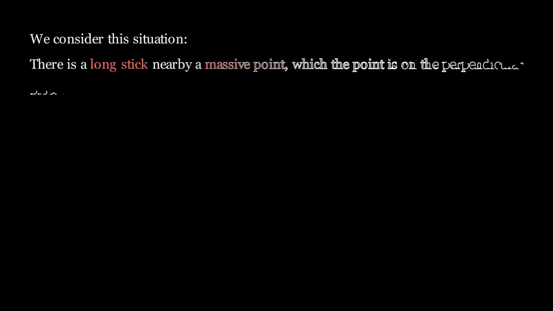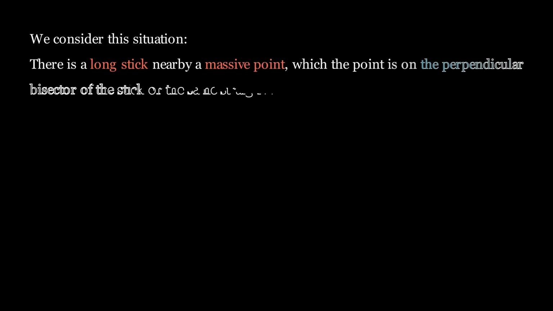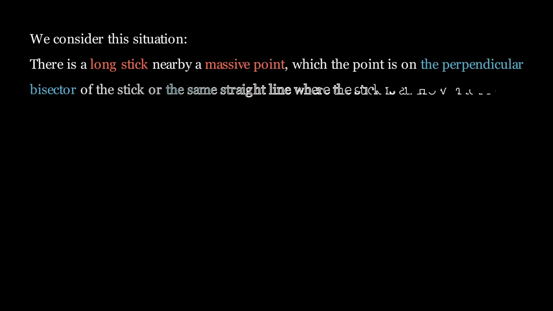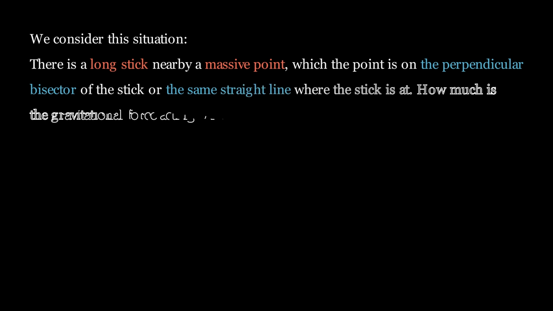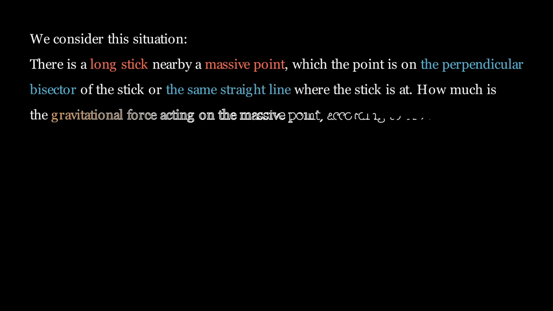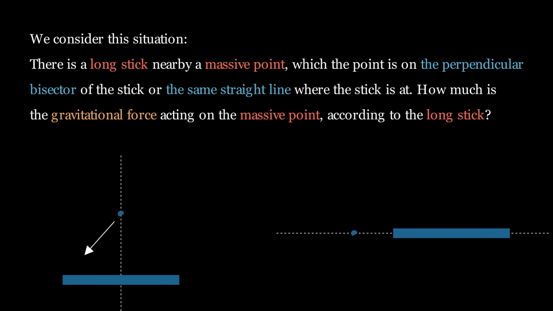We consider this situation. There is a long stick nearby a massive point, where the point is on the perpendicular bisector of the stick, or on the same straight line where the stick is. How much is the gravitational force acting on the massive point from the long stick? The animation below illustrates those two situations. Please pause this video and try to think about it individually at first.